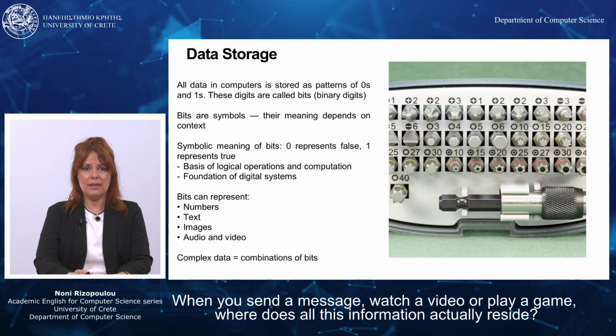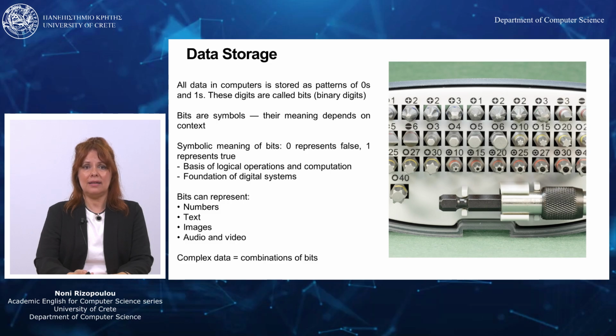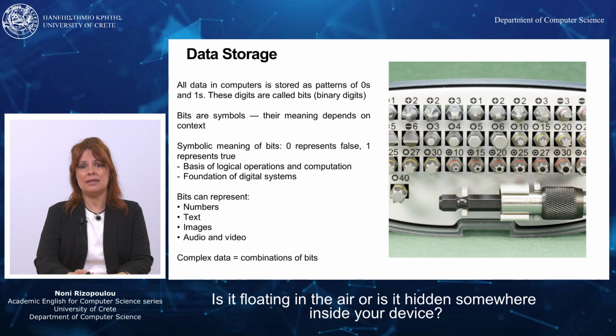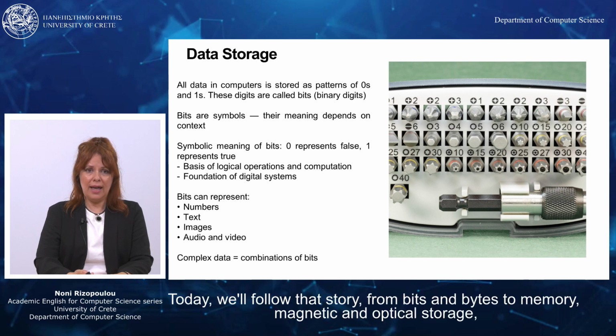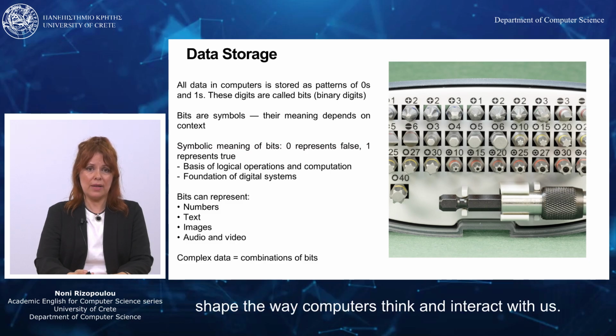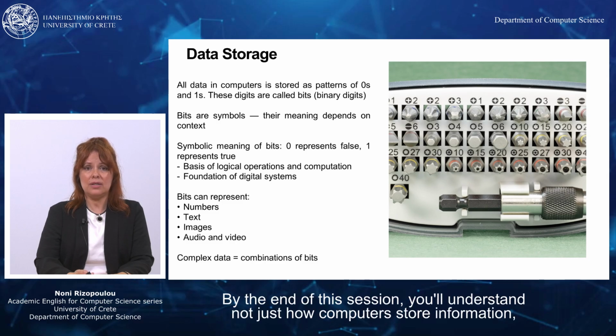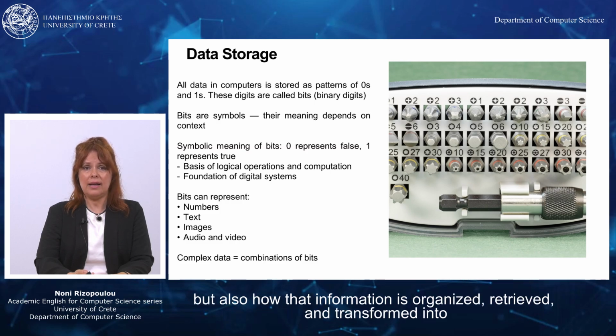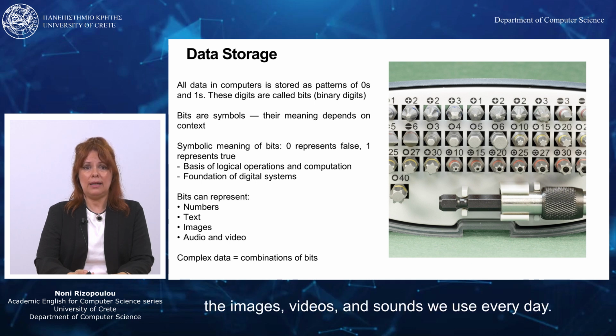Think about it. When you send a message, watch a video, or play a game, where does all this information actually reside? Is it floating in the air? Or is it hidden somewhere inside your device? Today, we'll follow that story, from bits and bytes to memory, magnetic and optical storage, and input-output devices, and discover how data, logic, and representation shape the way computers think and interact with us. By the end of this session, you'll understand not just how computers store information, but also how that information is organized, retrieved, and transformed into the images, videos, and sounds we use every day.